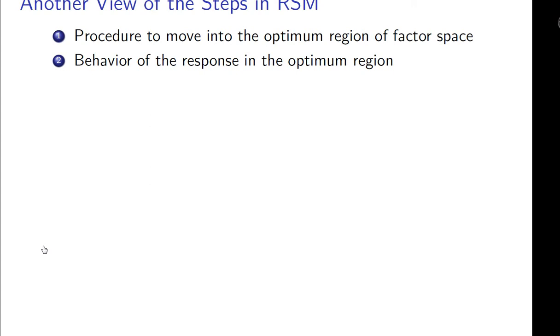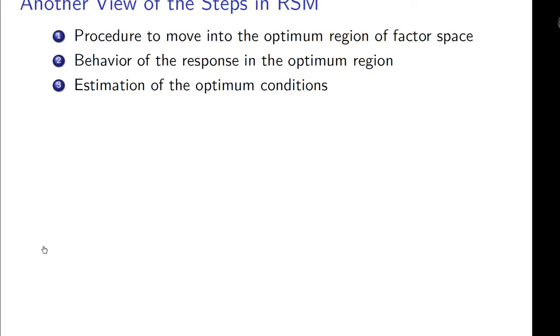You also need to understand the behavior of the response in this region. So does the value of the response variable vary wildly, or maybe it doesn't vary at all, or it varies very smoothly? Understanding that behavior will allow you to get to that optimum much more efficiently, or perhaps much more quickly. You might think about it that way.